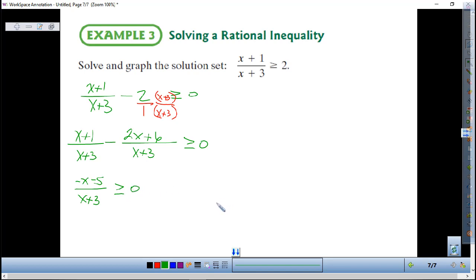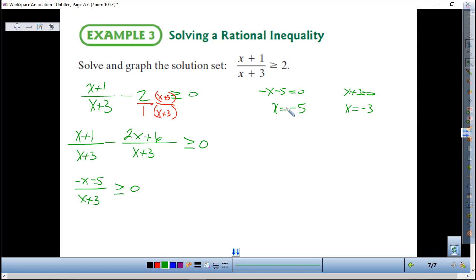All right, so now we're going to set the top and the bottom equal to 0, because when the numerator is equal to 0, that's when the actual rational function is going to be equal to 0. When the bottom is equal to 0, it's going to be undefined. So we want to find both of those. So negative x minus 5 equals 0, and x plus 3 equals 0. When we solve this, we move the 5 over, divide by negative 1, and we get x is equal to negative 5. Move the 3 over, we get x is equal to negative 3.